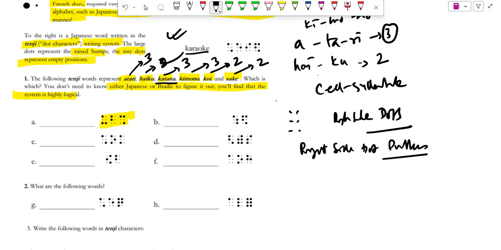Now koi and sake, both 2 cells. First is koi, with consonant k and vowel o, and then i. Sake is sa, with consonant s and vowel a, then ke. The consonant difference appears in the left side dots: the k group uses dot 1, and the s group uses dots 1 and 2.